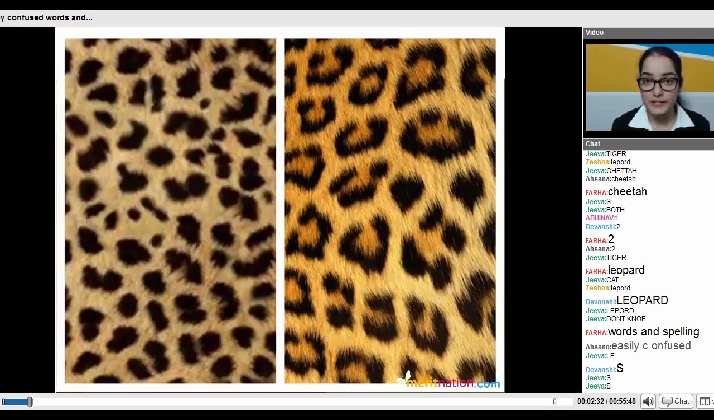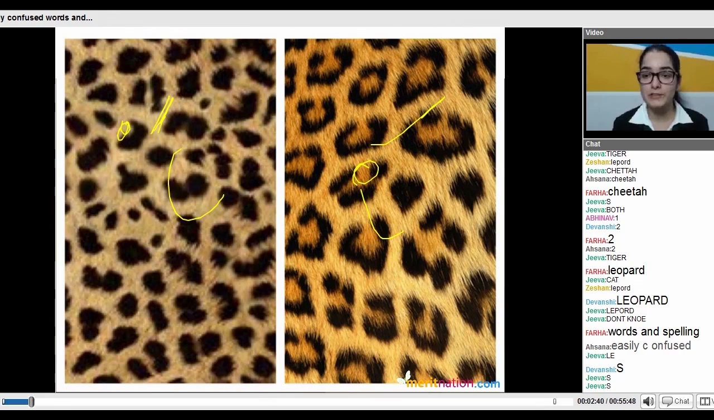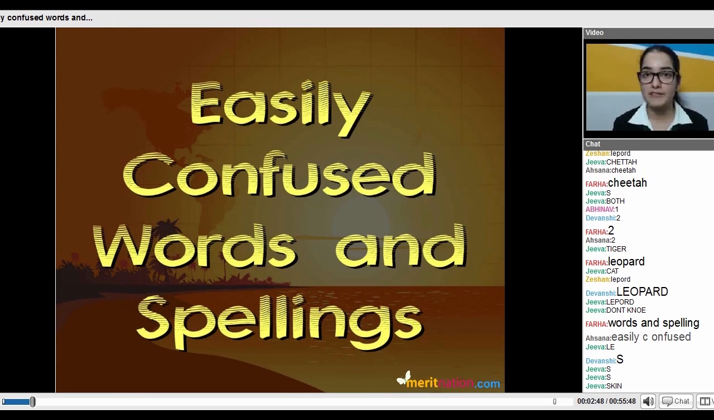If we look at this image, earlier we were able to see that two of them looked very similar. They were closely related. But what we actually found out is that there is a difference between the two. How did we recognize them? Through their skin patterns. Similarly, we have some words which look very similar and are very closely related, but they are entirely different and have different meanings.